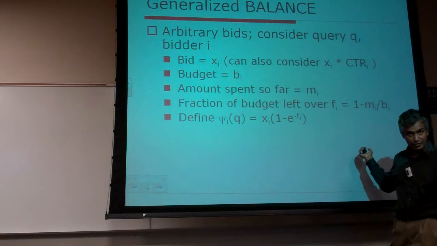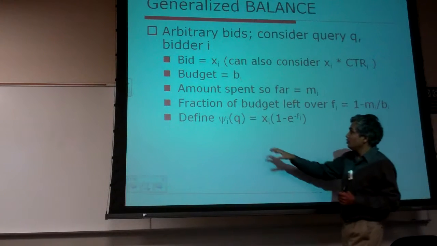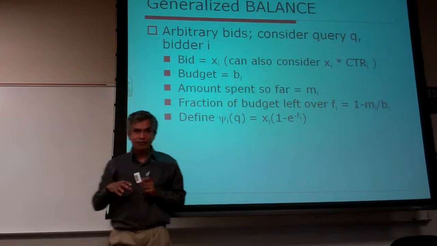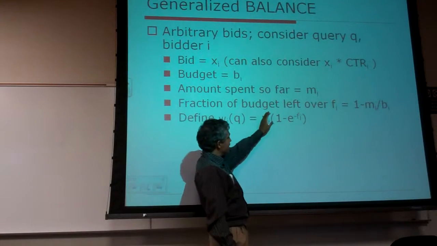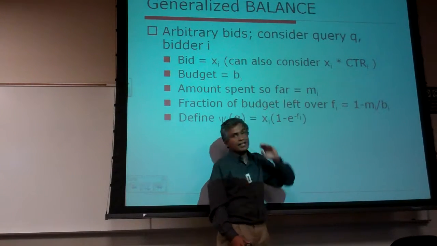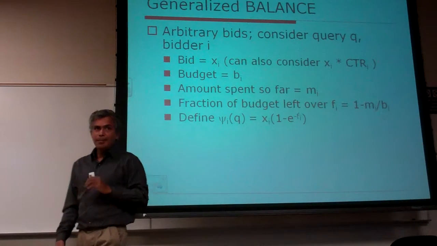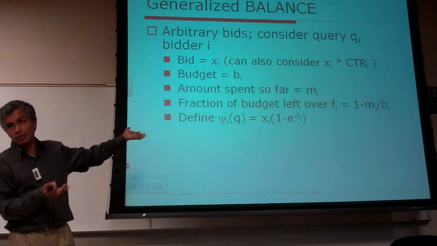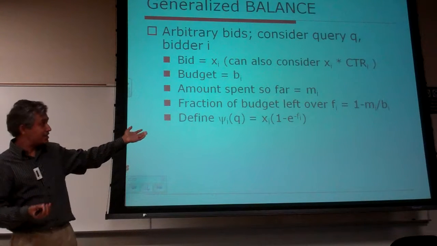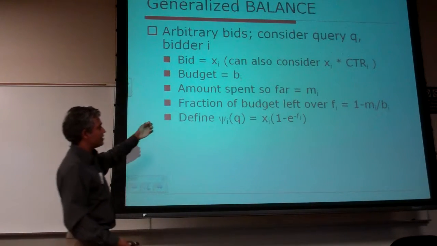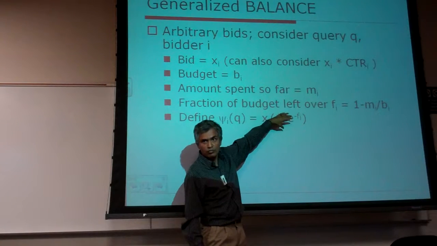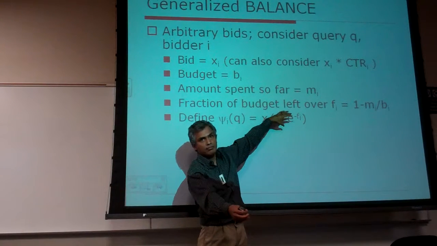That's the fraction left. Okay, so then you make this quantity, which is sort of the expected balanced budget, which is xi times 1 minus e power minus fi. Okay, it has the correct qualitative properties. And essentially, if you use this and decide whoever has the maximum value will get picked.